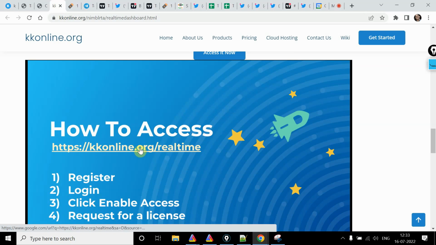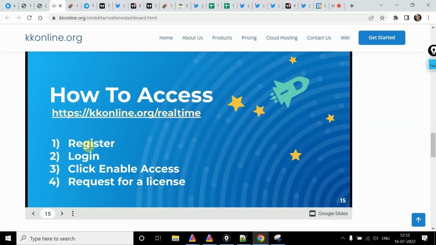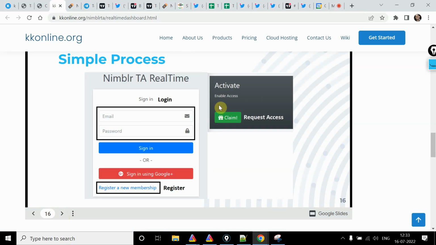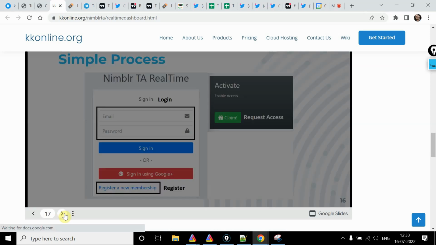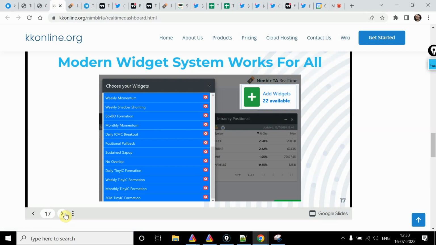You just click over here and click register, and later on you must click the enable access button, because when you click the enable access button, it will send me a request to enable your account. So this is the activate button. You log in over here, you create an account. All you need is email ID and a password, any password, whatever you want. And then you log in, you click this activate claim button inside. That's all. And then it will be activated. I can just send in confirmation.